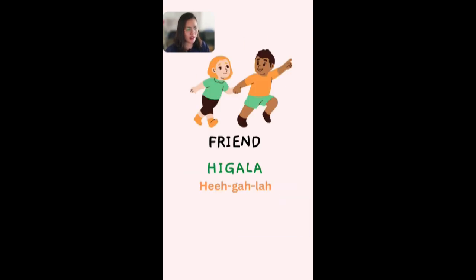Next one, we have friend. Friend is higala. I normally use higala so that I don't have to say amigo and amiga, because it's gonna be too long for me to greet you guys. It means friend. For actual conversation, if you use higala in real world conversation, not so many are familiar with it, especially the Gen Zs. So higala again is friend. It's good to know this word so that you can also spread Bisaya to other youngsters.